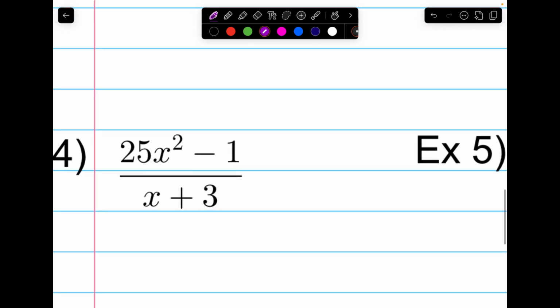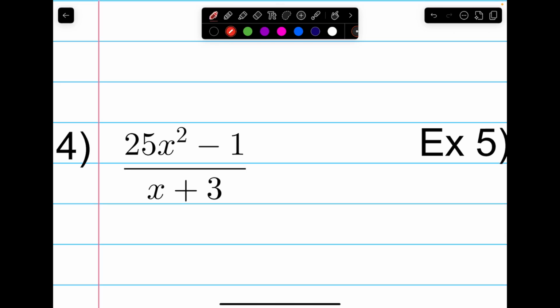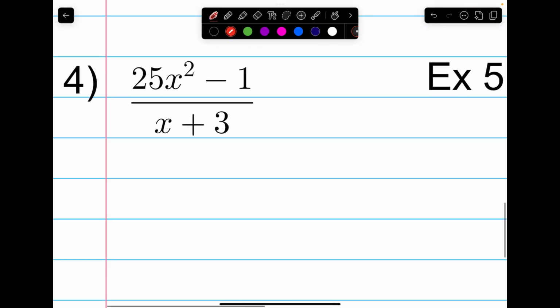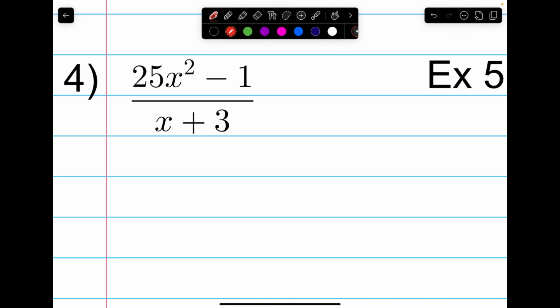Okay, last 3. I am going to move a little bit faster because the only process that's going to be different is how we factor these. But canceling things out is the same, making ones. Okay, they're the same thing. So I'm going to go ahead and factor.